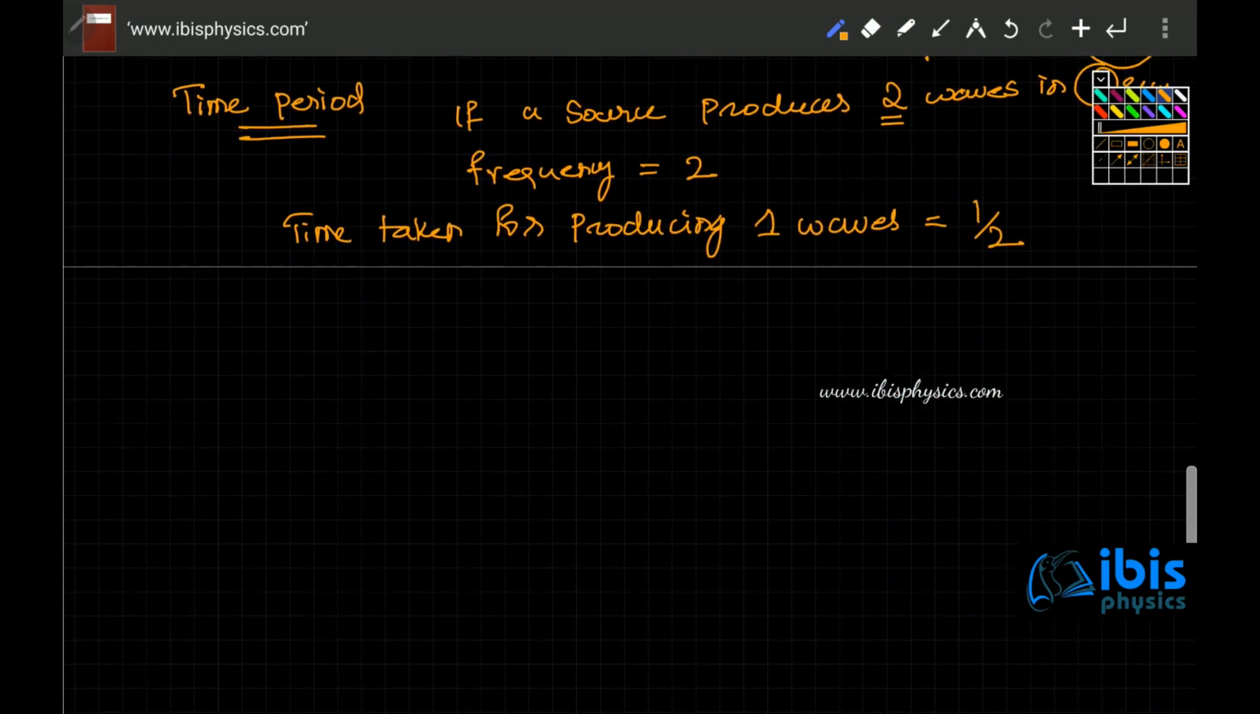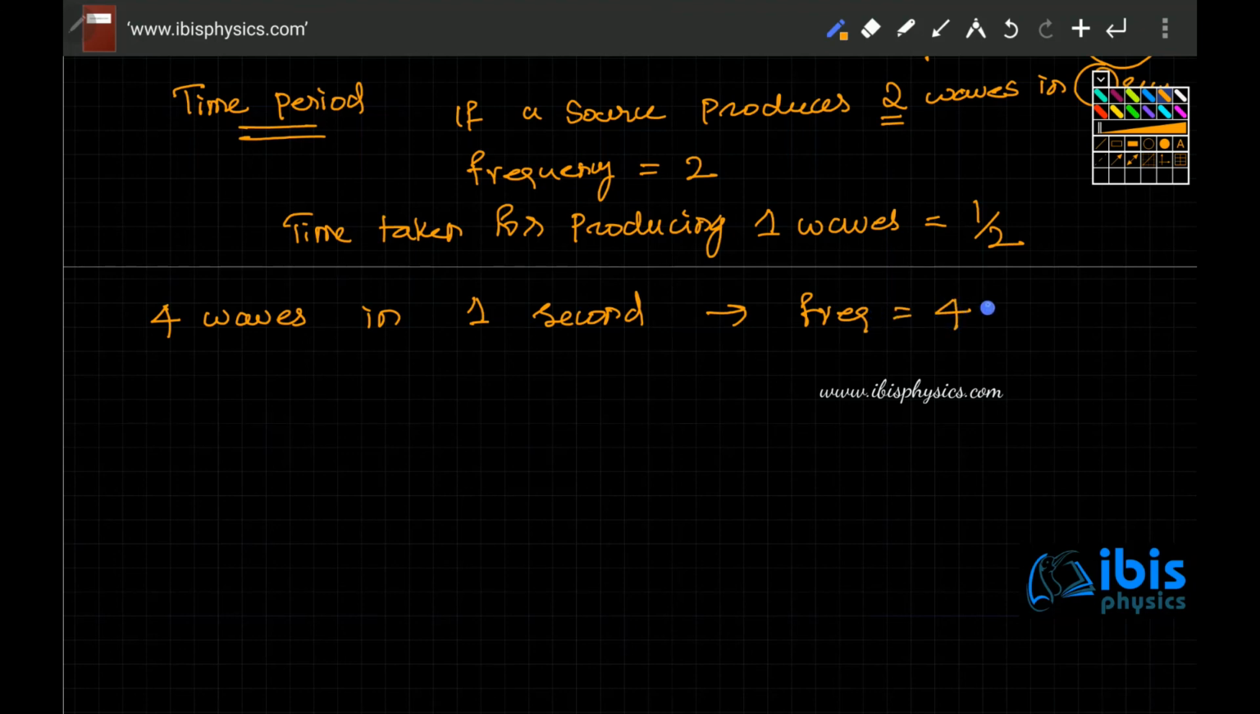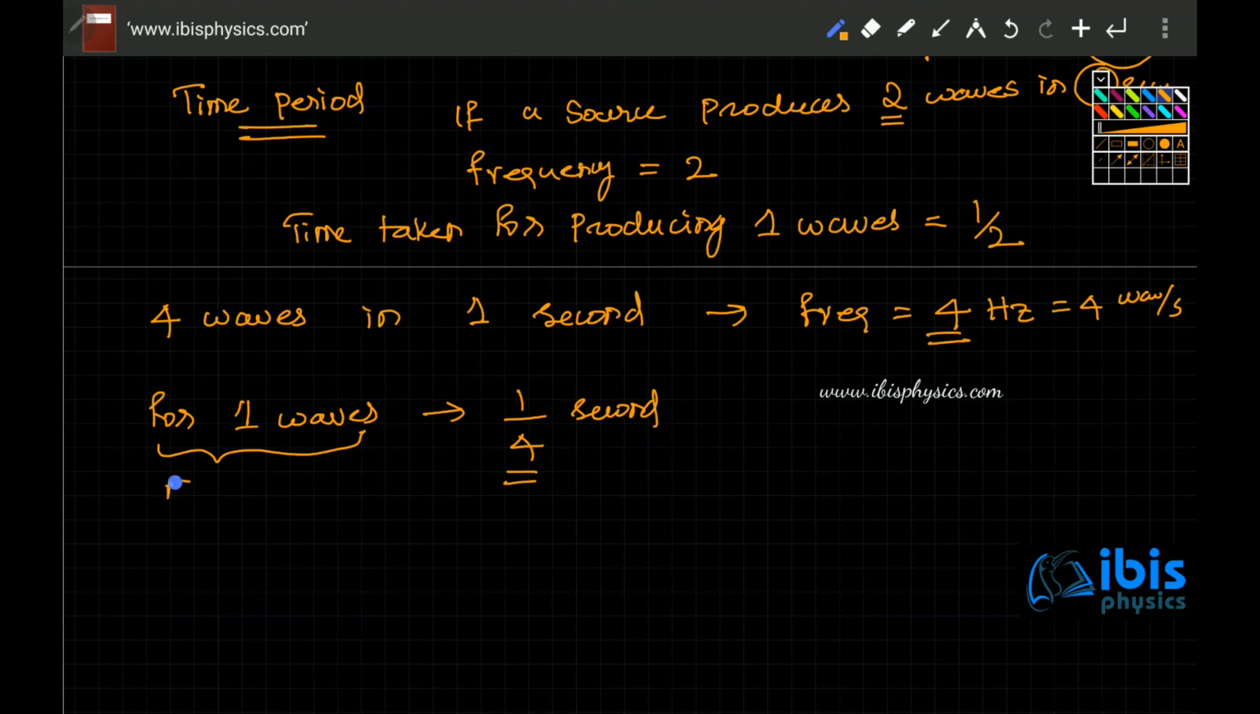Remember that. Suppose one source produces four waves in 1 second. That means frequency is 4 waves per second, so 4 hertz. If in 1 second it can produce 4 waves, then time to produce 1 wave is just 1/4 of a second. So for 4 waves 1 second, for one wave it is just 1/4 second. If frequency is 4, time period is 1/4. Time for one wave is time period.